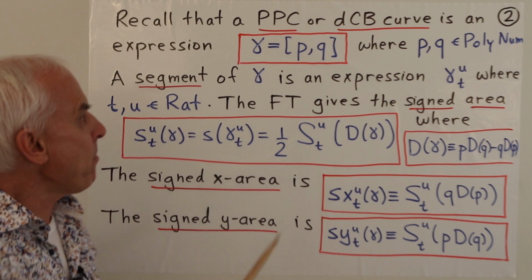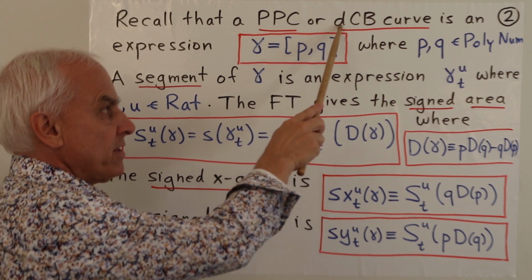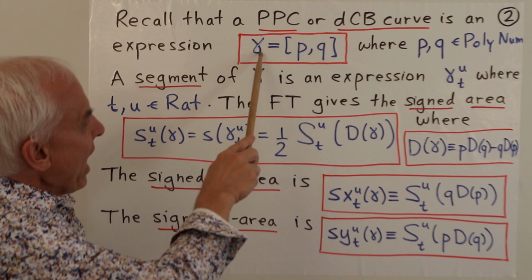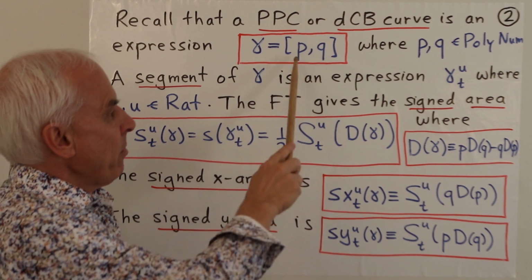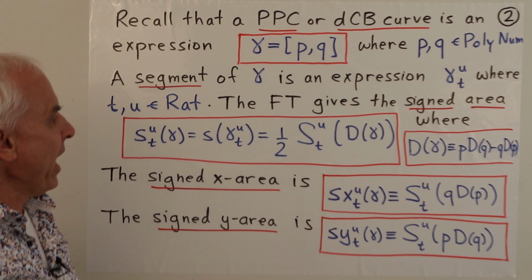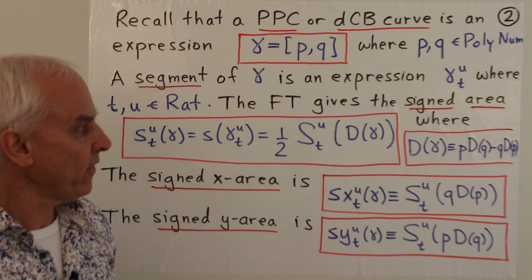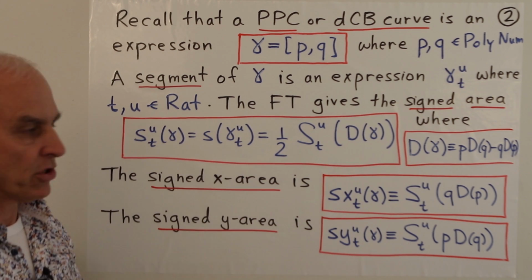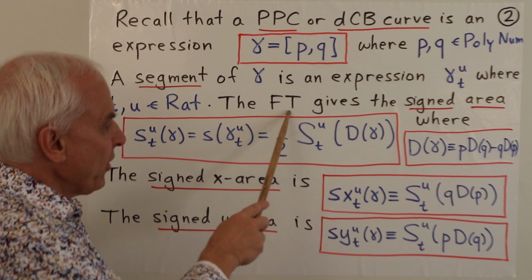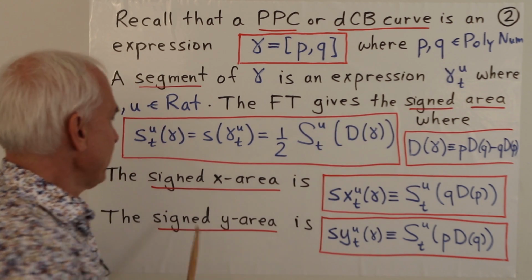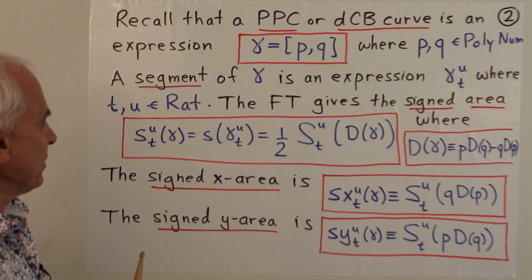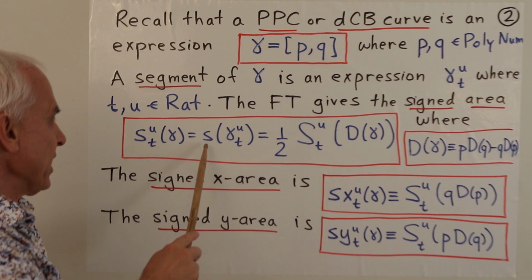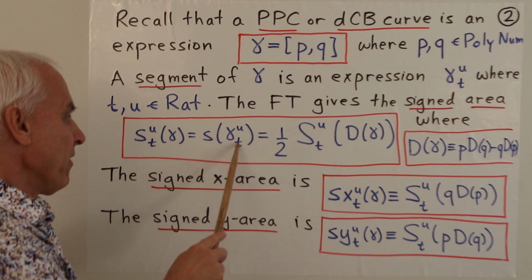So let me remind you that a polynomially parametrized curve, or a Casteljau Bezier curve, they're essentially the same, is an expression of the form gamma equals PQ in brackets, where P and Q are polynumbers. And a segment of such a curve is an expression gamma sub T super U, where T and U are rational numbers. Now the fundamental theorem gives the signed area of such a segment, and we have a couple of different notations for it. So the signed area from T to U of gamma, or the signed area of the segment gamma from T to U.